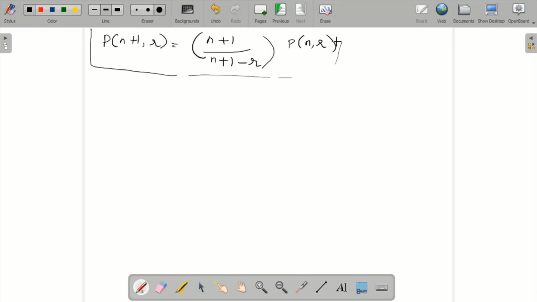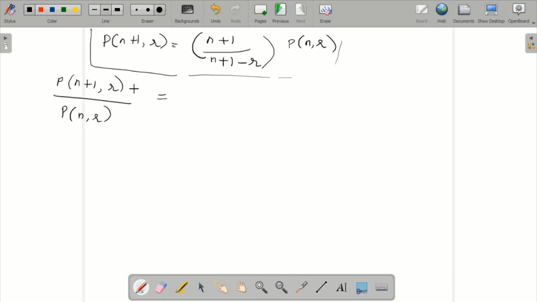What I'll be doing is, I'll just take this over here and find the value of P(n+1, r) divided by P(n, r). Let us find the value of this. We should get this, right? So let us find the value by applying our formula.